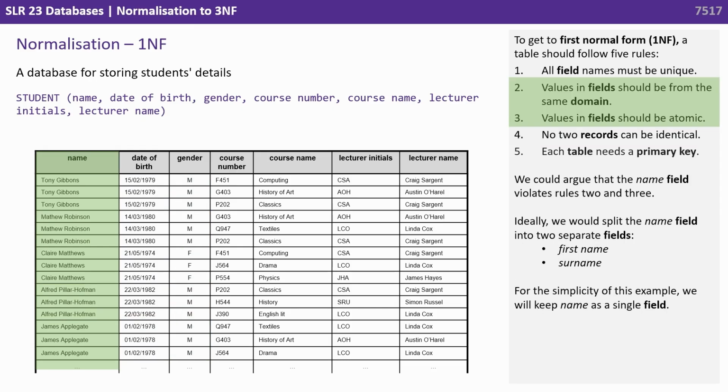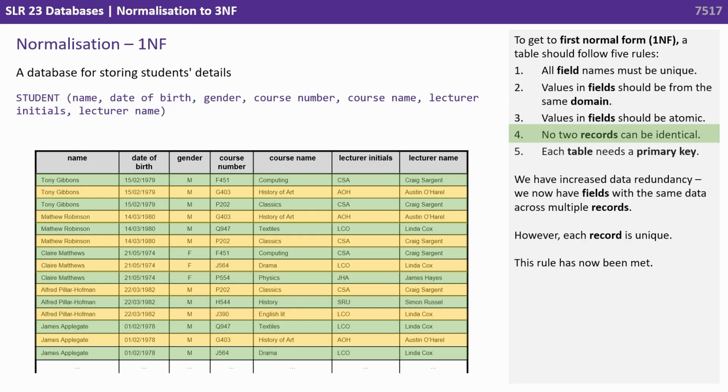We could argue that the name field violates Rule 2 and 3. Ideally, we would split the name field into two separate fields, first name and surname. For simplicity for this example, we'll keep the name field as a single field. We've increased data redundancy. We now have fields with the same data across multiple records. However, each record is unique, so for now, Rule 4 we can say has been met.